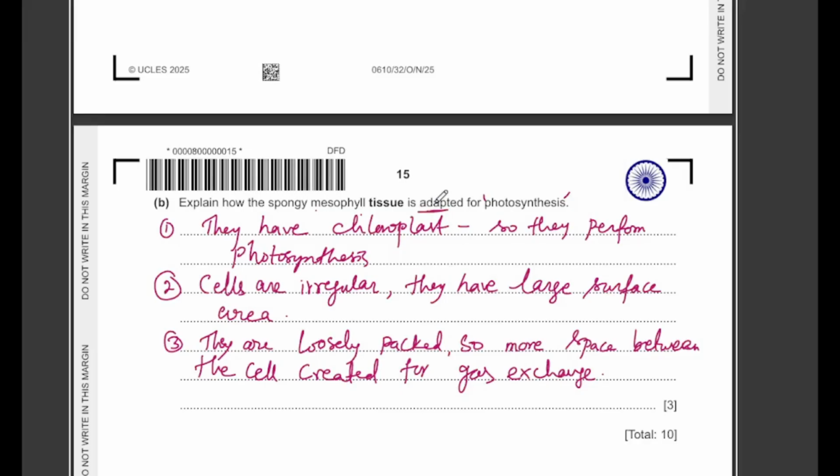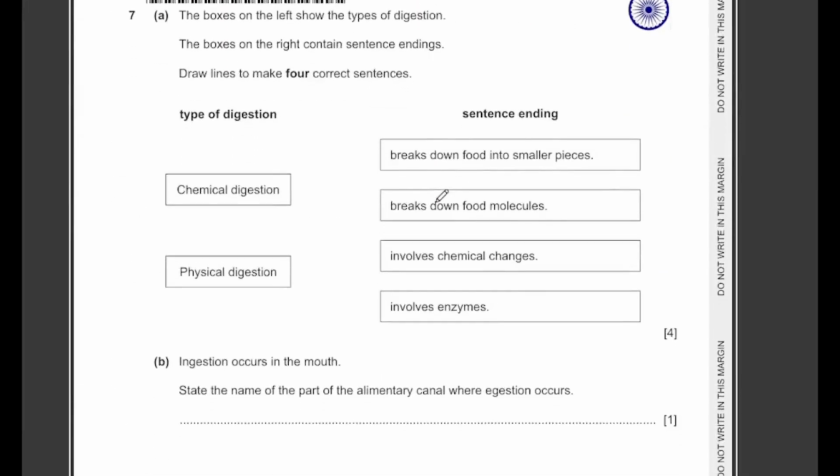Okay. Next one. The boxes on the left show the types of digestion. The box on the right contains sentence endings. So let's draw a line to make 4 correct sentences. Chemical digestion. What is chemical digestion doing? Break down food into smaller pieces. That is what physical digestion does.